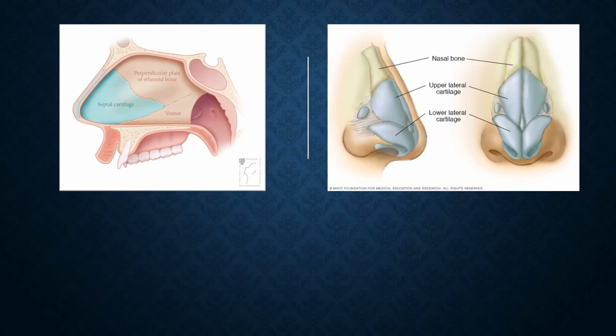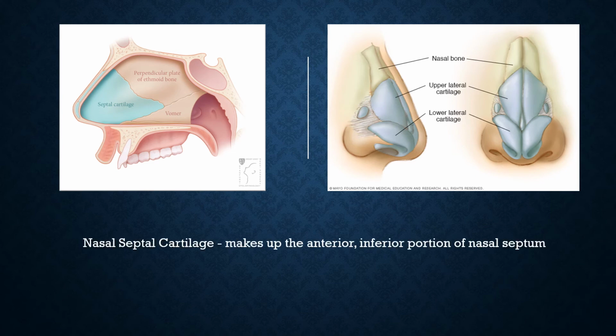These pictures are depicting the nasal septal cartilage, which make up the anterior inferior portion of the nasal septum. So as many of you know, the very tip of the nose is actually just cartilage, and it's connected to the nasal bone. And if you would take a second, you could actually feel the separation about halfway down your nose, and you can even push around this cartilage.